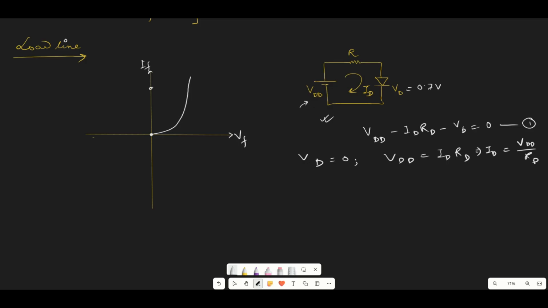So that point may be somewhere around here. So this is VDD by RD. Now next will be ID equals 0. That means at 0 current, what will be the voltage? If you put this here, VD will be equal to VDD. So whatever applied voltage we use, that will be the voltage. This will be lying somewhere around here. Depending on the value, you can determine the exact point. After joining these 2 points, the line that we are getting is called the load line.